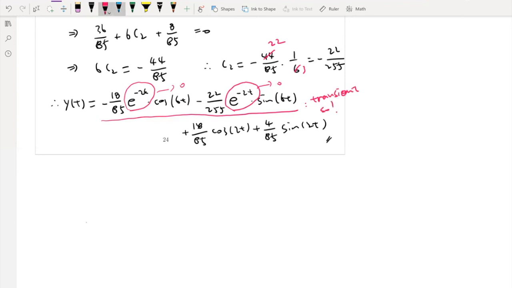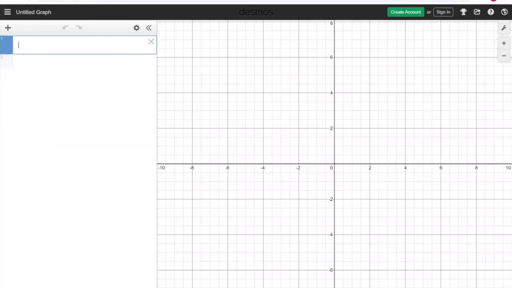Okay, what about this part? Even as t is increasing, it is still oscillating by the cosine and sine functions. So this one is a steady state solution. That's it. Okay. So how can we draw the graph of this one? So what we're going to do is try to draw the plot of this one.